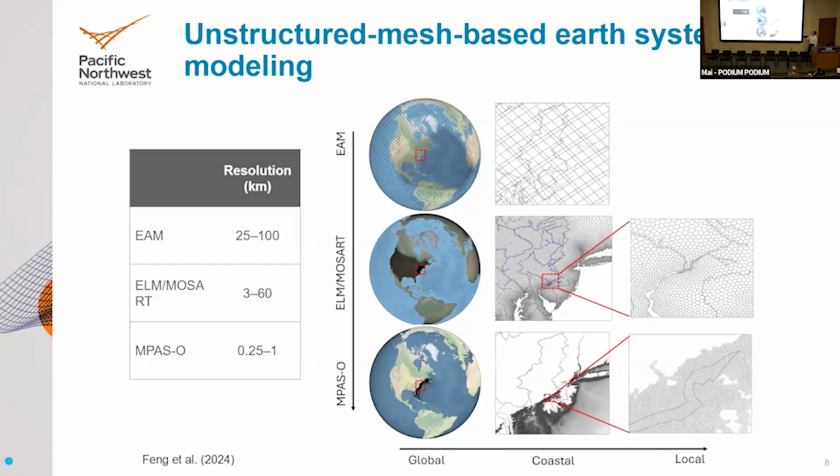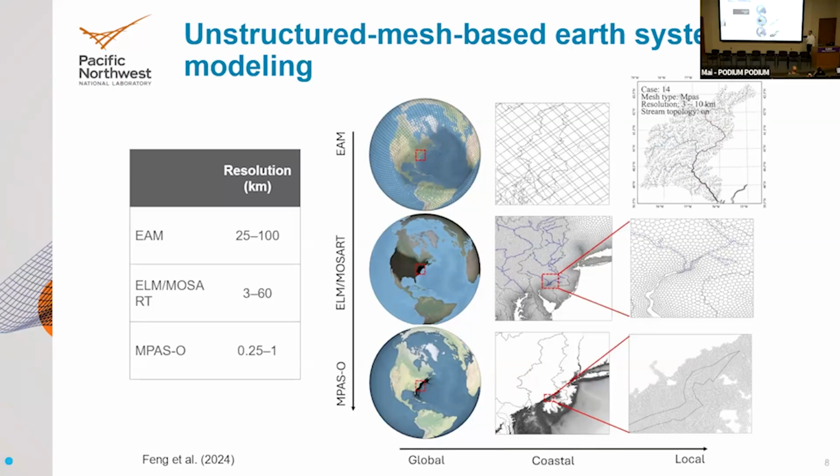So for our model, this ERM is the atmospheric component of the E3SM model. The ERM is the land component, and Mozart is the river component, and PASO is the ocean component. So this gives you some reference if you want to take a look later. Accordingly, we also developed a river network generation tool that can generate the river networks on regional refined mesh. This is shown in the top right corner.